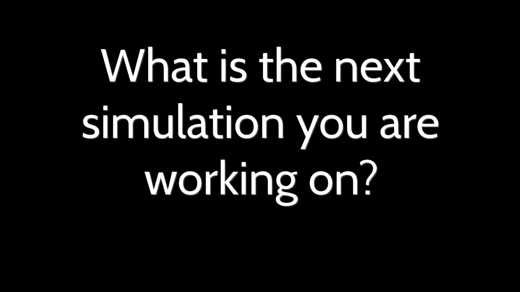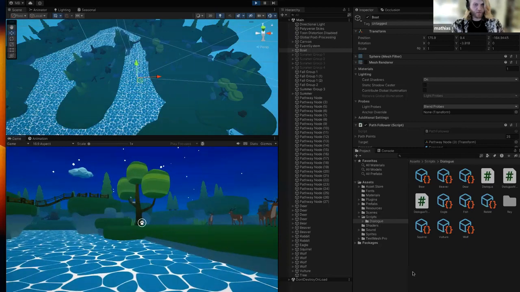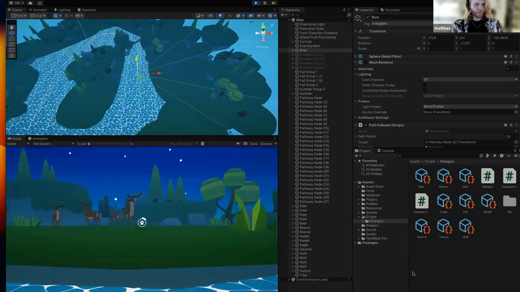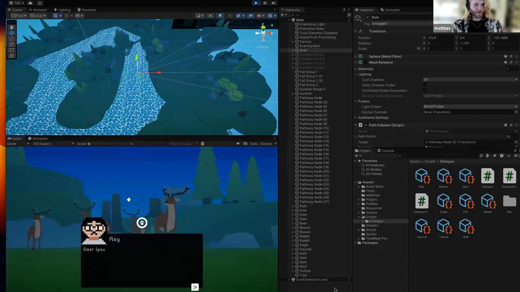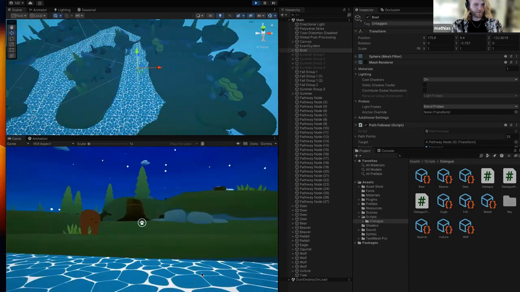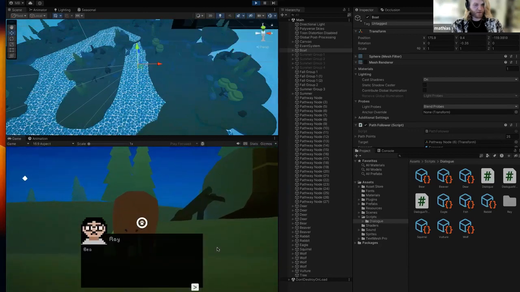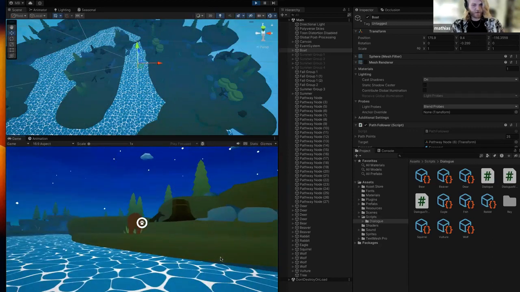What is the next simulation you're working on? The purpose of this simulation here is we want to look at providing information about different animals. So we have this little simulation where you're riding on this little river, you'll encounter different animals out in the wild, and when you zoom into them, Ray will come up and he'll give you information about these animals.